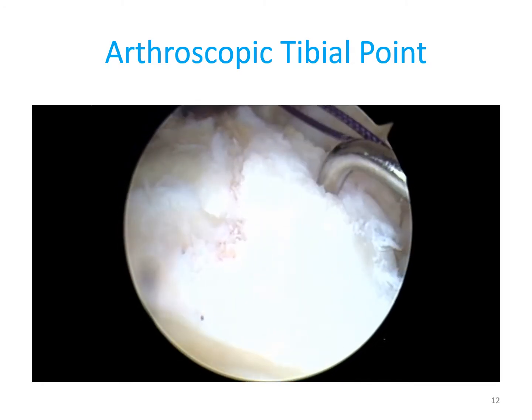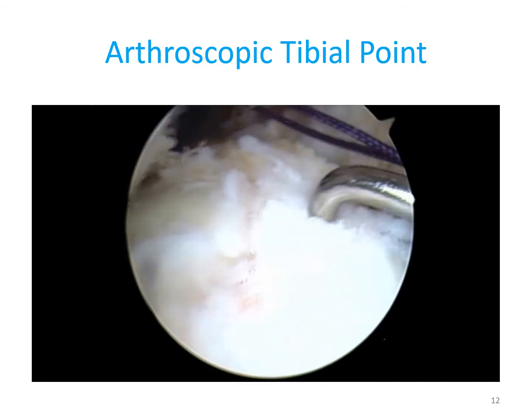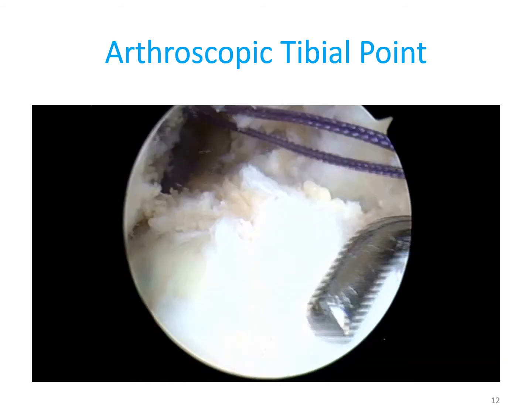This is again a right knee looking from the anterolateral portal. We go in the same line with the posterior edge of the anterior horn of the lateral meniscus to the center of the footprint, feeling the medial tibial spine and being just lateral to the medial tibial spine. This is where we would want to put our tibial ACL guide.